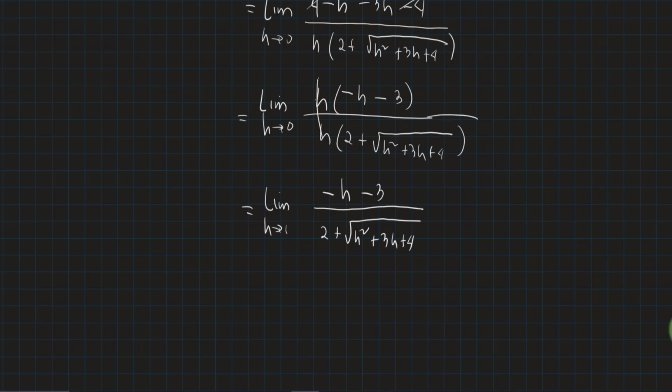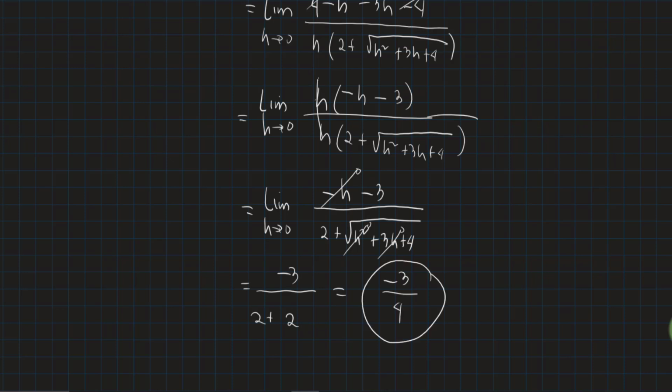As h approaches 0, natanggal na yung h sa denominator na magbibigay ng 0 or indeterminate form. Okay? So, pwede na tayong kumuha ng limit. So, pag kinuha natin yung limit, as h approaches 0, this will become 0. This one will become 0. This one will become 0. It will end up negative 3 over 2 plus square root of 4. Ano ba square root of 4? Square root of 4 is 2. Kaya natin dito, it's equal to negative 3 over 4. Ito yung sagot natin. Negative 3 over 4.